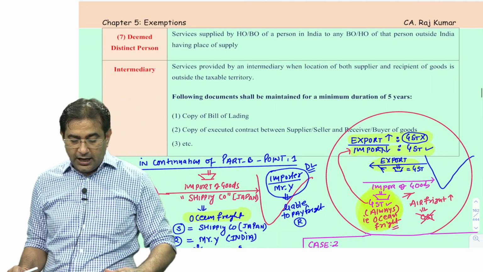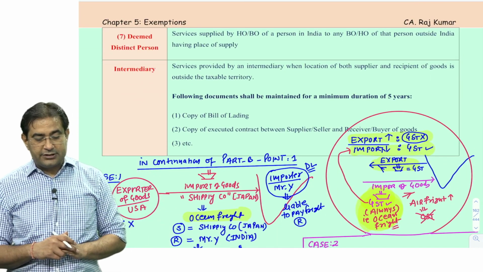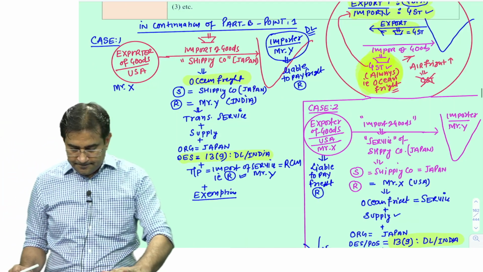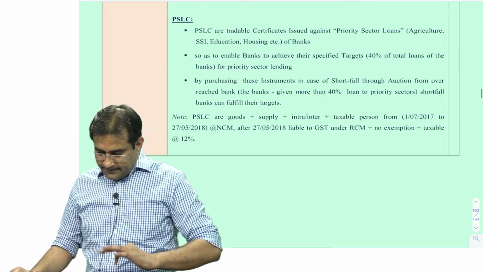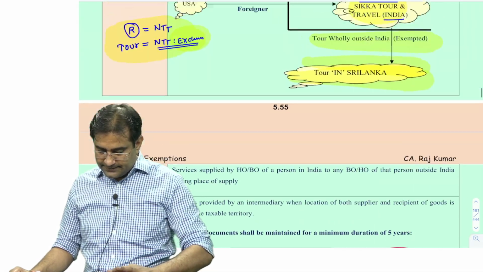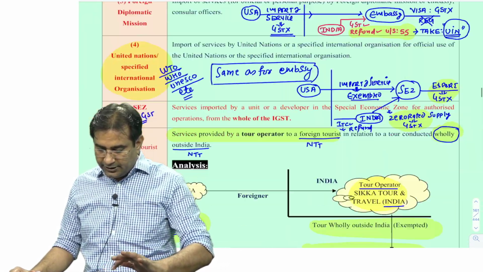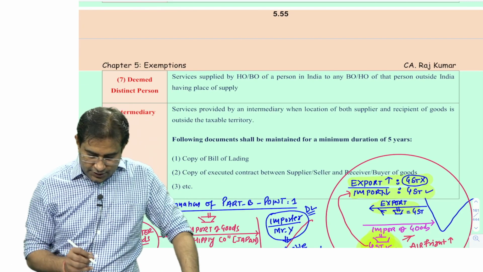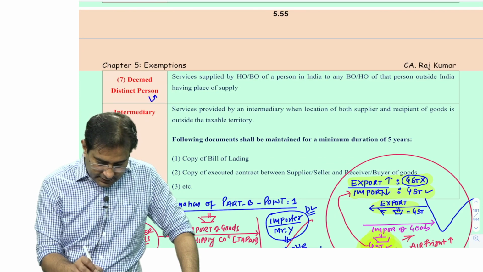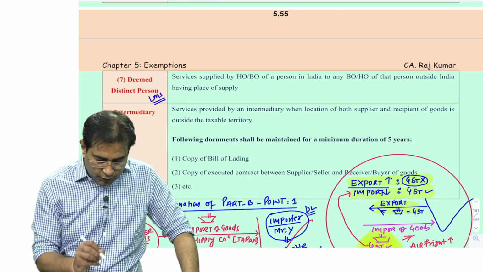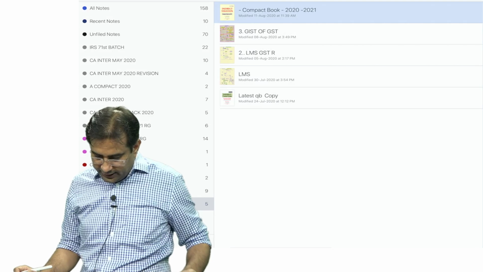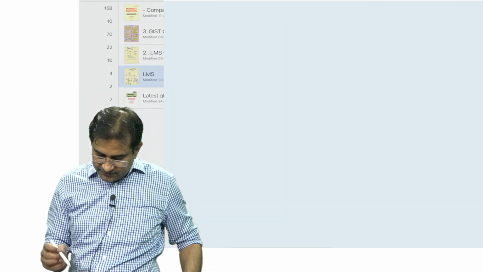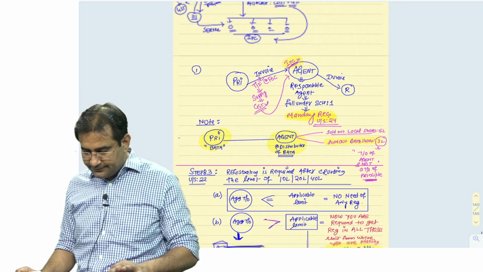Now come to the next point. I am going to discuss deemed distinct person. I would like to elaborate this point in some detail. So if you wish, I will come to the LMS, as I have no place at this moment. Yeah, here is the LMS.